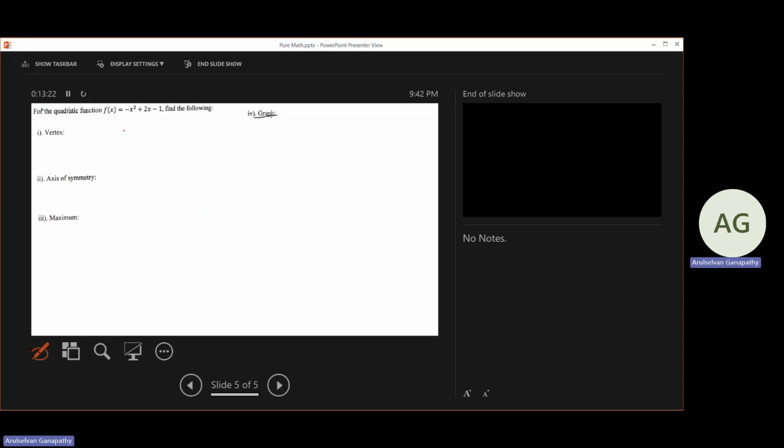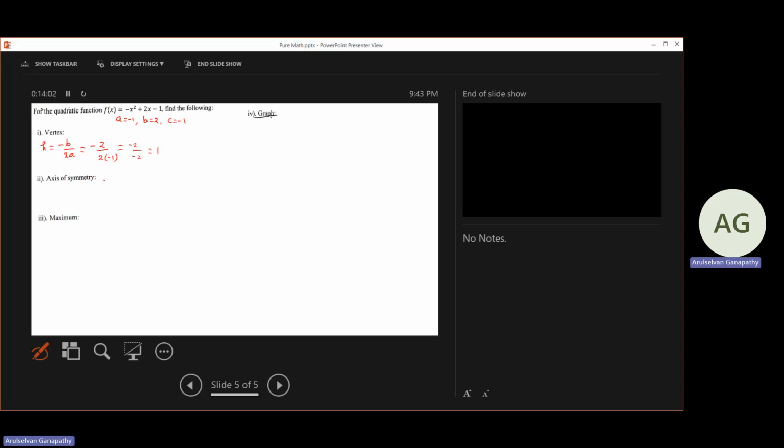We are given a quadratic function. What is a here? It is -1. What is b? It's 2. And what is c? -1. Because it is in the form ax square plus bx plus c. What's vertex? First we should find h. What is h? H is minus b by 2a. So minus b is 2, divide 2 times -1. So -2 by -2, which is 1.